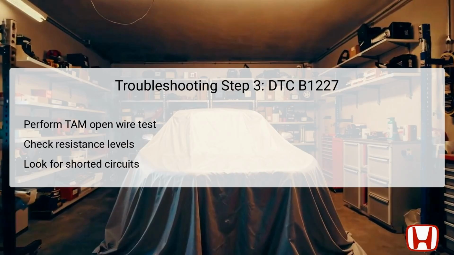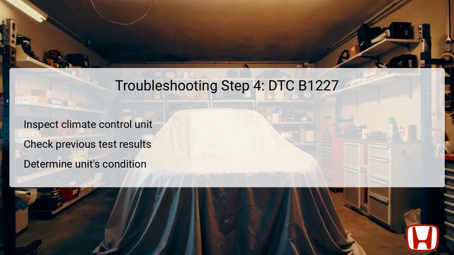In troubleshooting step 3, perform an open wire inspection on the TAM circuit, ensuring that the resistance levels are correct. This involves checking the circuit resistance with a multimeter. Ideally, it should show less than 1 ohm to confirm proper connectivity. If the resistance is high or infinite, that indicates a disconnection somewhere in the circuit. Additionally, check if the TAM circuit is shorted to power, which could also produce this DTC. This thorough examination is crucial to eliminate circuit faults before addressing the climate control unit directly.